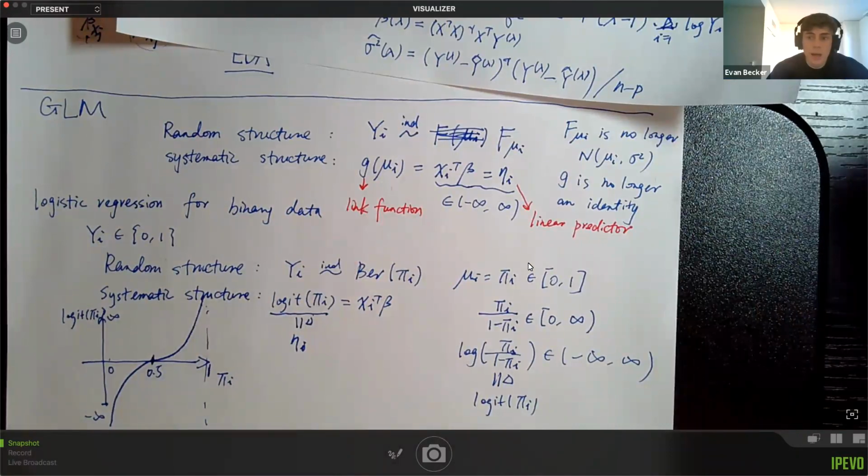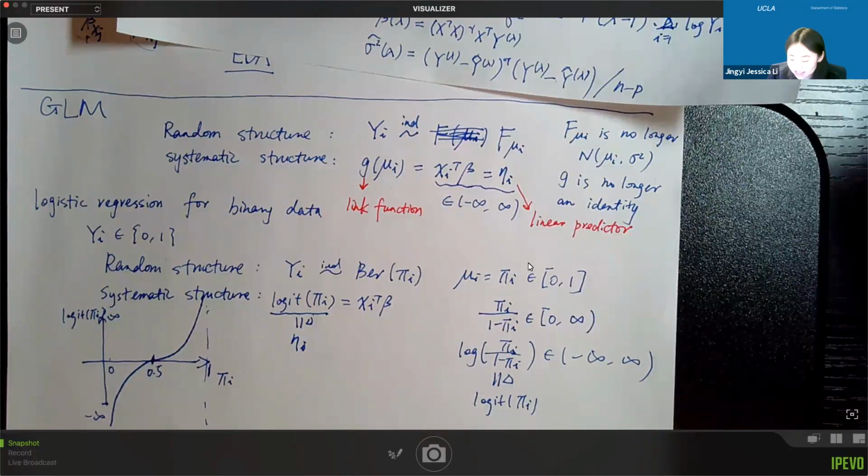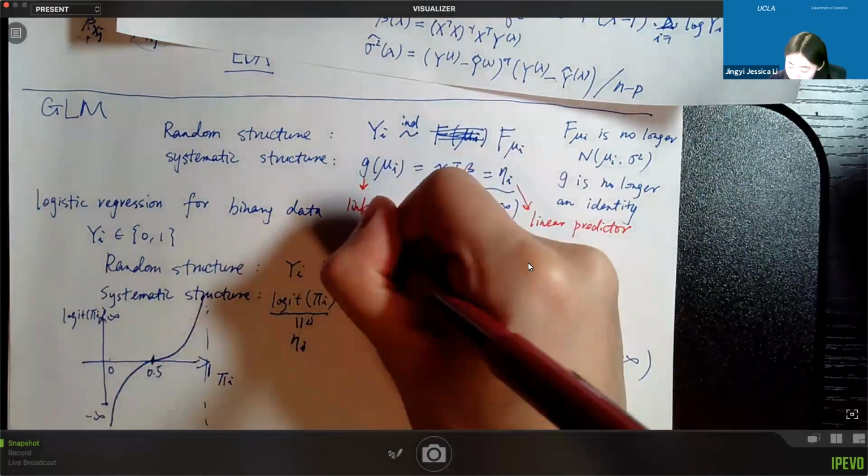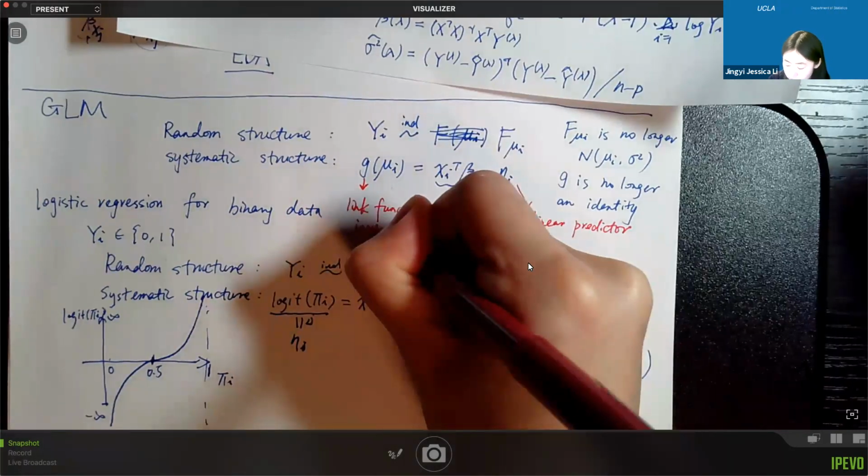Professor? Yeah. Does the link function have to be invertible? Yes, it has to be invertible. It is a very good point, because we need to apply the inverse of the link function then in our MLE derivation. Yes, I should put it here.